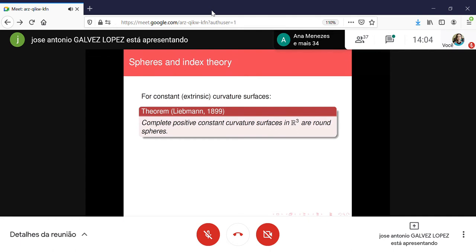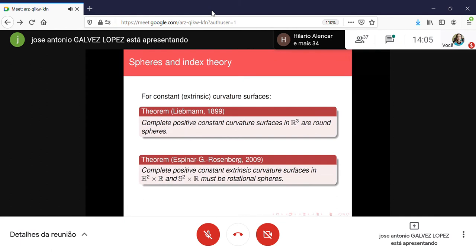Index theory can also be used for the classification of spheres with positive constant extrinsic curvature, that is, spheres such that the product of their principal curvatures is constant. In this sense, Liebmann proved that the complete positive constant curvature surfaces in the Euclidean 3-space are round spheres. His proof was independent of the index theory, but a proof using index theory can be given, as Klotz and Osserman showed. This result is also true for the 3-sphere and hyperbolic 3-space. For the product spaces H2 × R and S2 × R, it was also proved by Espinar, Rosenberg, and I that the rotational spheres are the unique complete positive constant extrinsic curvature surfaces.